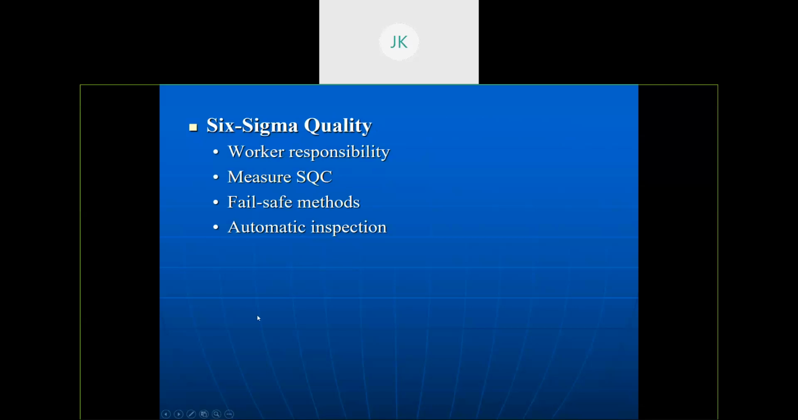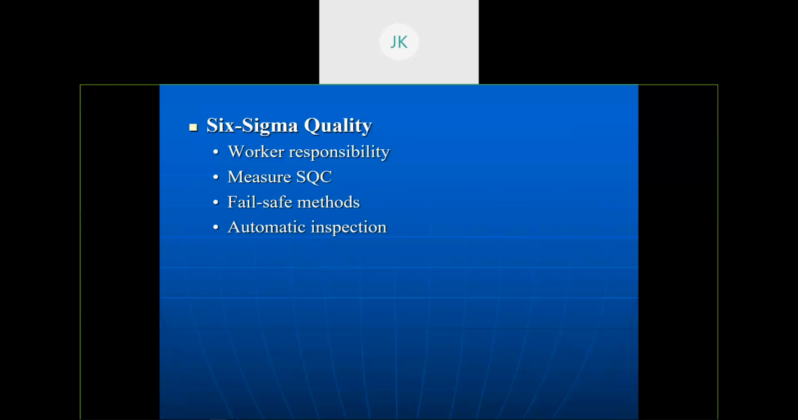Six Sigma quality. Last week, we talked about Six Sigma quality. You know, assignment 7. One of the questions in Six Sigma quality control: 1 out of 1,000,000. That is right, because last class I mentioned that.